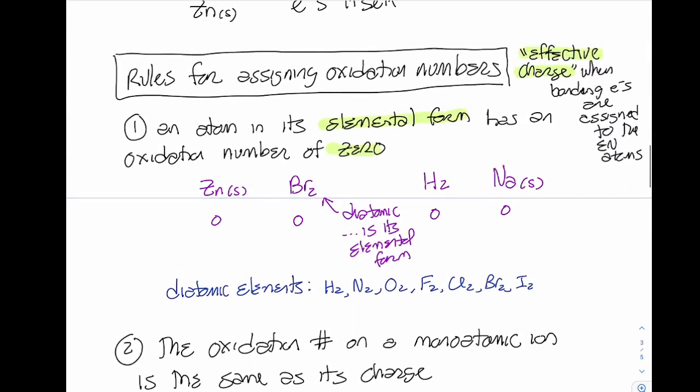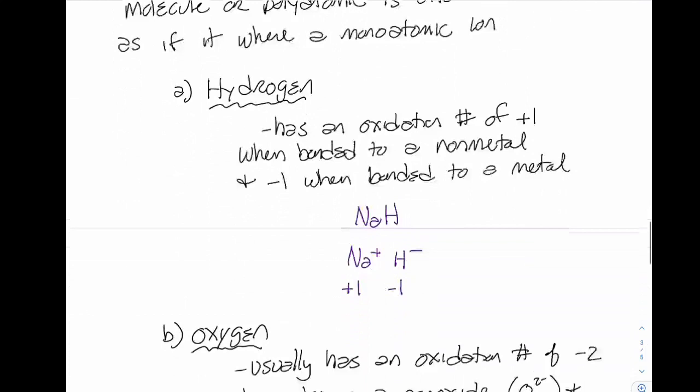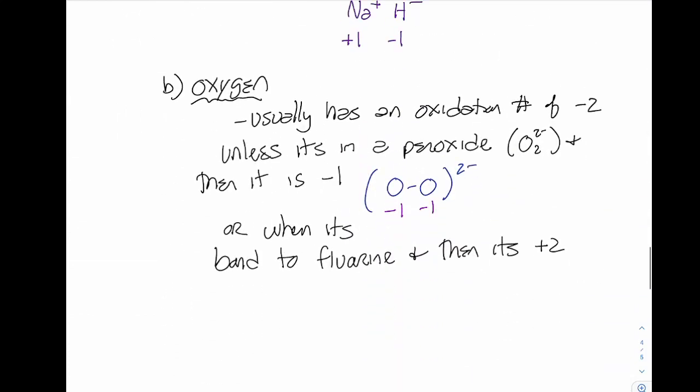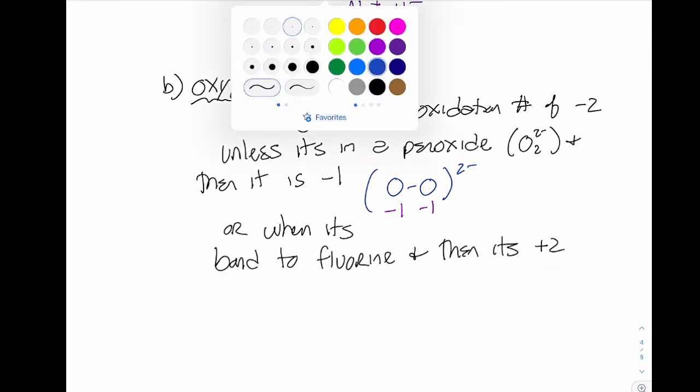But if we go back up to our definition here, the part that I said you didn't have to really focus on so much, we said our bonding electrons are assigned to the more electronegative atoms. What that essentially means is the more electronegative atom in my molecule is generally going to be the negative one when it comes to oxidation numbers. So the only atom that we have that's more electronegative than oxygen is fluorine. So if oxygen's bonded to fluorine, fluorine is going to have the negative oxidation number, and then oxygen is going to become positive. So a couple examples for this one.